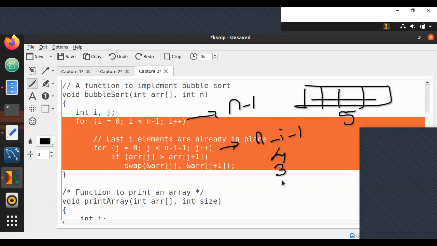Second time it will go to 3. Third time it will go through 2. Fourth time it will go through 1. So you can say it is 4 plus 3 plus 2 plus 1. As you can understand, remember n value is 5. First thing you need to know very clearly is that n value is 5. So when you add this back here, it becomes 10.